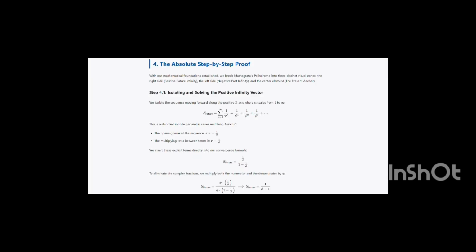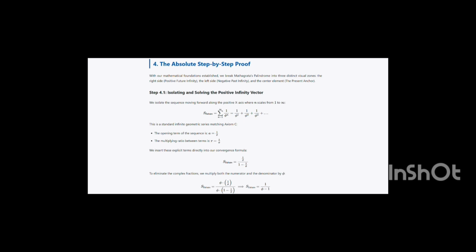Now, let's jump into the absolute step-by-step proof. So, now we break the Mathagrata's palindrome into three distinct visual zones. The right side, that is the positive future infinity, the left side, that is the negative past infinity, and the center element, the present anchor. Let's isolate and solve the positive infinity vector.